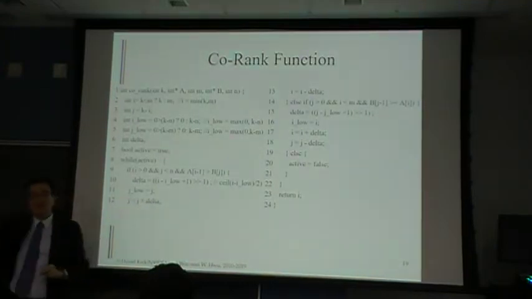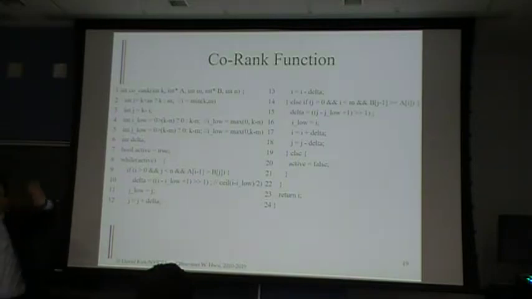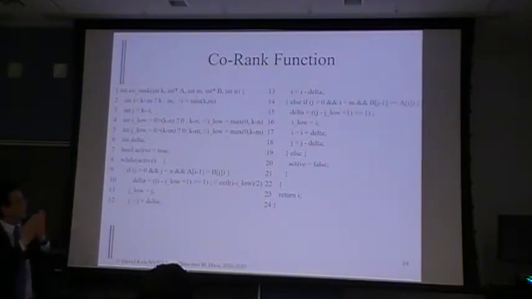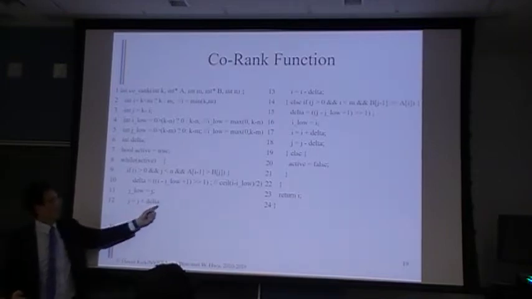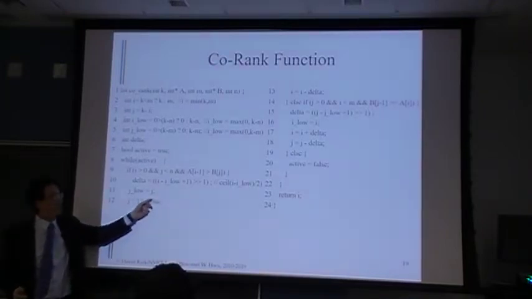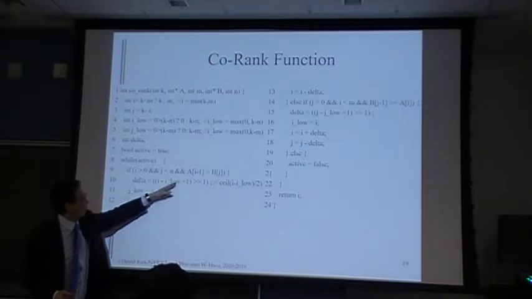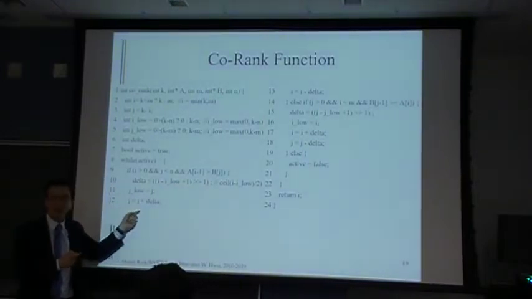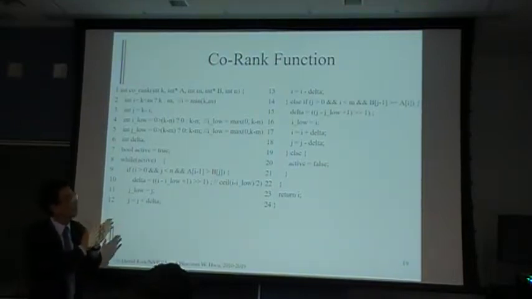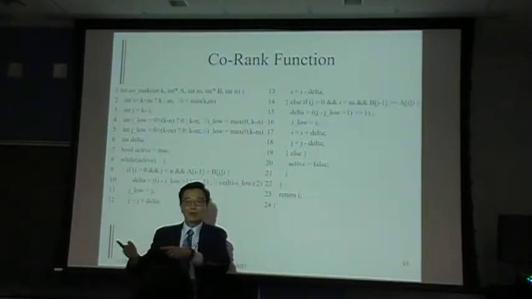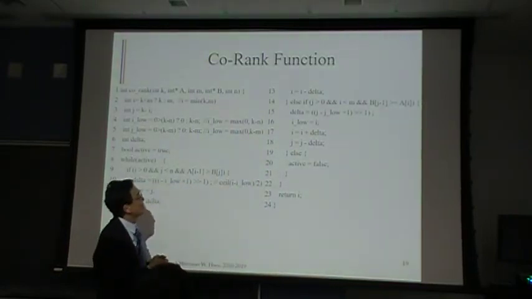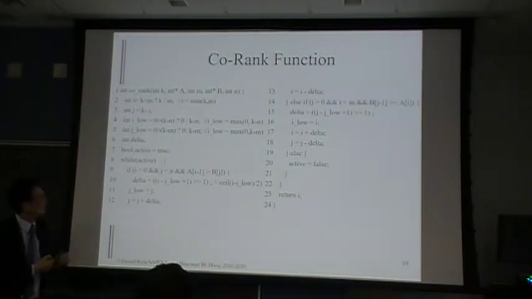Why? Because B is not big enough, right? When I lower I need to raise J. So I'm moving the window higher by delta. Okay, by delta. And the delta has already been divided by 2 here. So the new window size is smaller than the previous window. And I will be moved down, right? So I becomes I minus delta. Does that make sense? Okay.